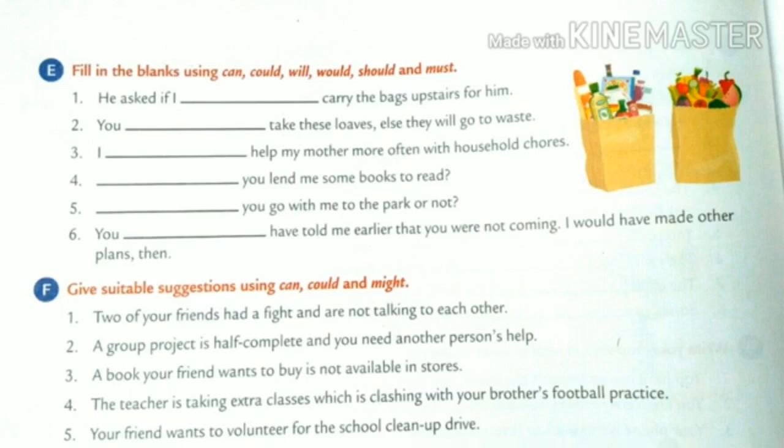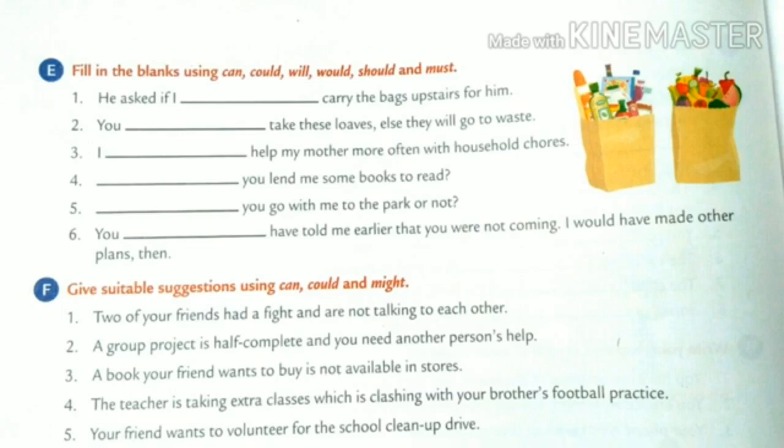Do the remaining exercise. Next heading: give suitable suggestions using can, could and might. For the given situations, we have to give our suitable suggestions. We have to use the modals can, could and might. What is the first one? Two of your friends had a fight and are not talking to each other.